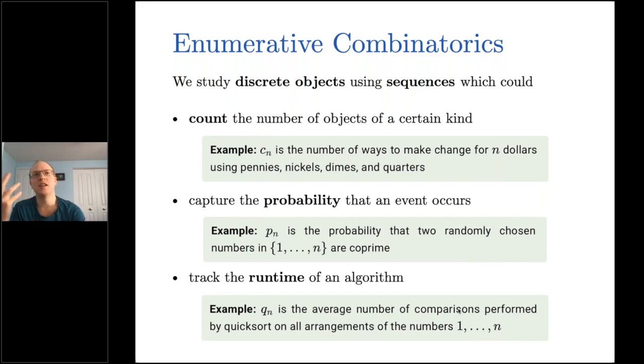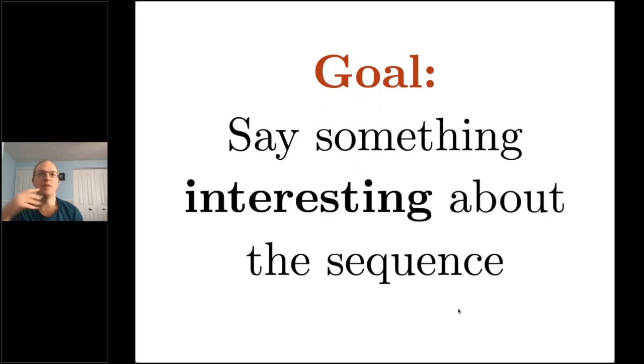It could also track the runtime of an algorithm. For instance, Q_n could be the average number of comparisons performed in quicksort when you take all the different arrangements of the numbers from 1 up to n. So we're going to study something about our objects using a sequence. And then our goal is usually to say something interesting about a sequence. Now, this is a very broad goal, right? It's not very precise. So there's a lot of different things you can mean when you say something interesting. I'll go through a few of them.